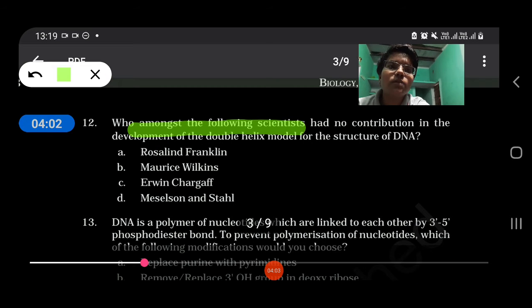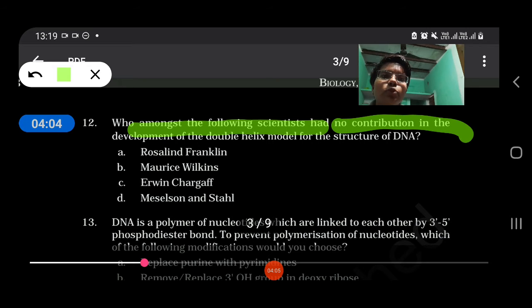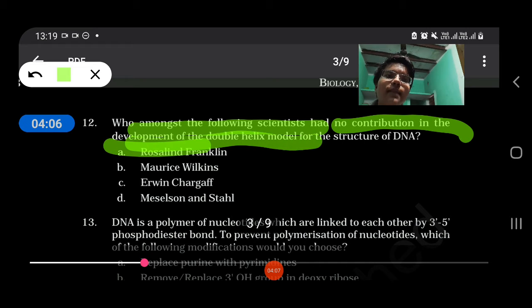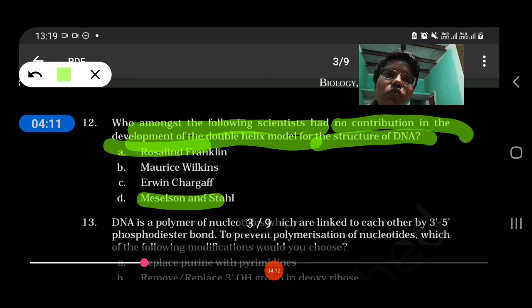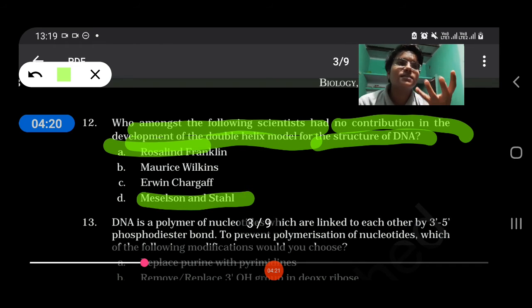Who amongst the following scientists had no contribution in the development of the double helical model for the structure of DNA? So the answer goes to Meselson and Stahl. They did the experiment on the semi-conservative nature of DNA, and it is not Meselson and Stahl who discovered the DNA structure. They only did experiments on E. coli bacteria to show the semi-conservative nature. Okay.